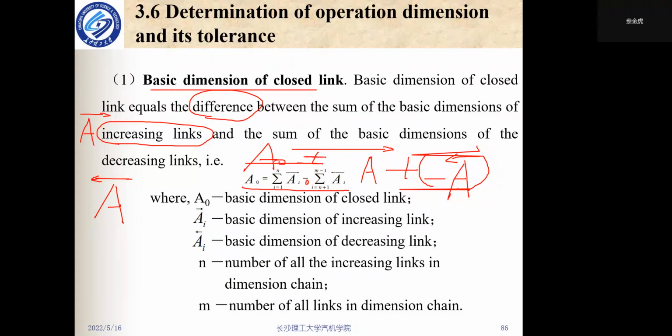The basic dimension of the closed link equals the difference between the summation of the basic dimensions of the increasing links and the sum of the basic dimensions of the decreasing links.